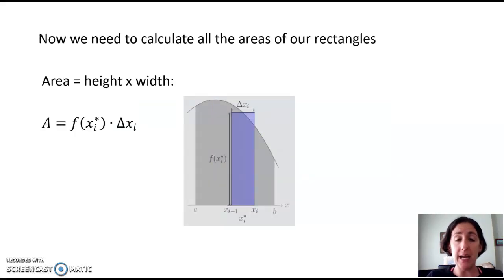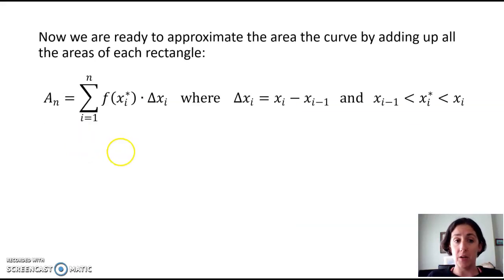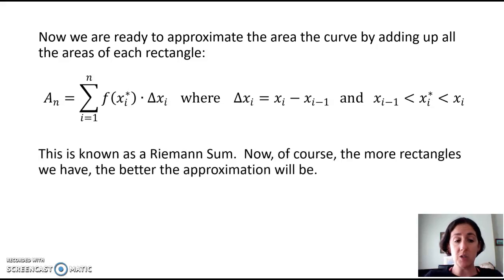Now you calculate the areas, right? You've got your width, which is delta x_i. You've got your height, which is the function evaluated at some sample point in the interval, and that's going to give you the area of that little rectangle. Add up all of those rectangles, right? Sum from 1 to n of each height times each width, and that's going to give you an approximation of the area underneath the curve. This right here is what we refer to as a Riemann sum.